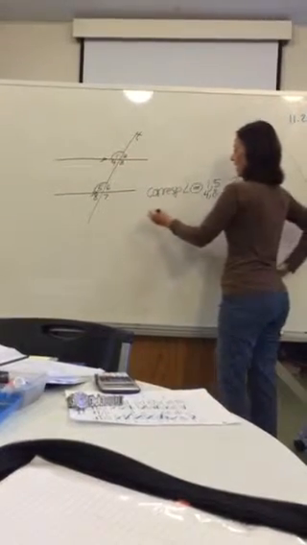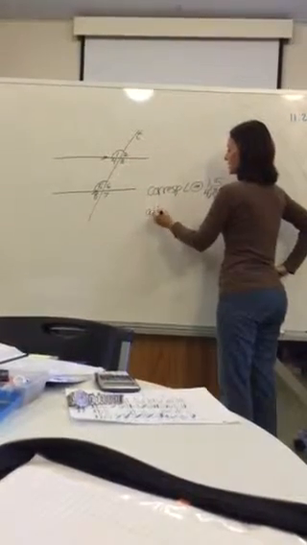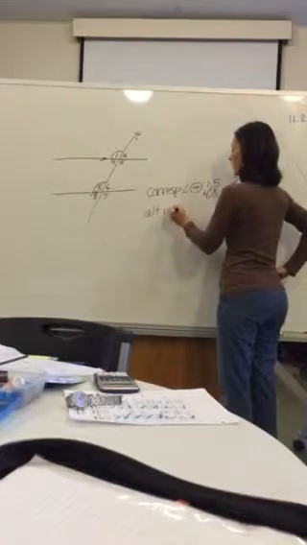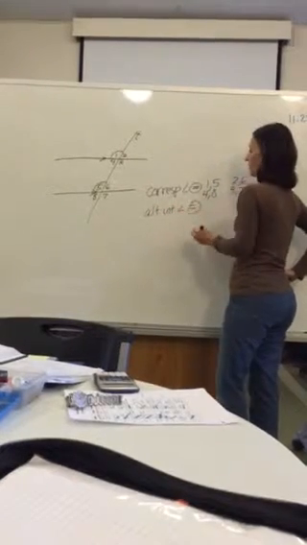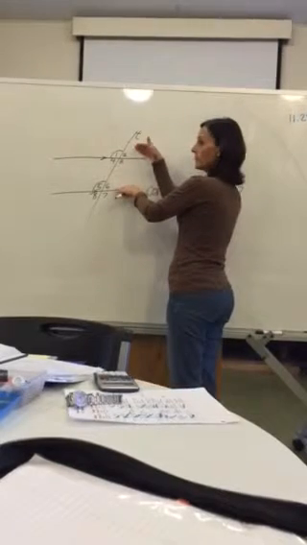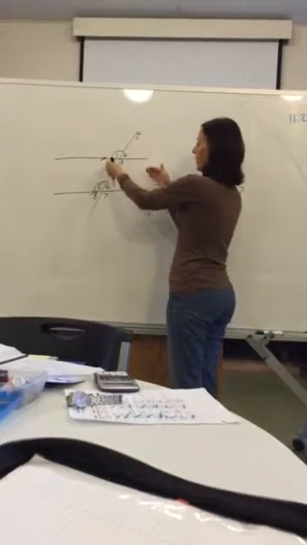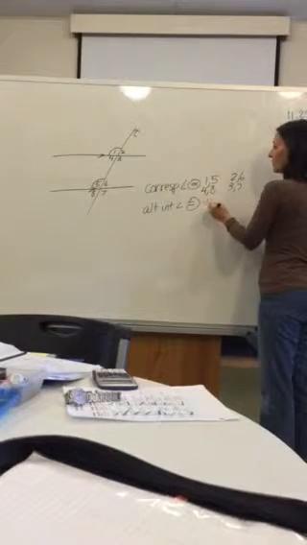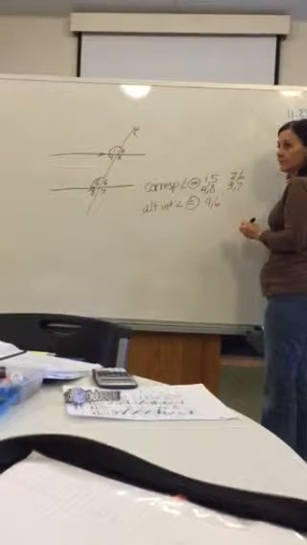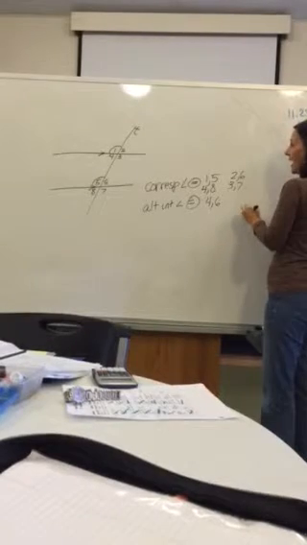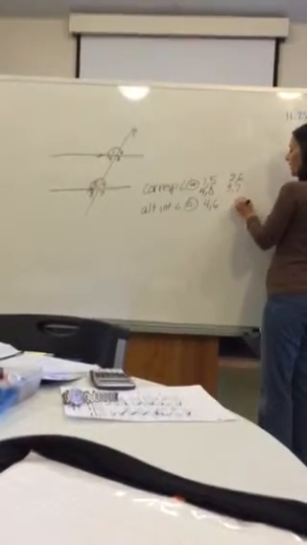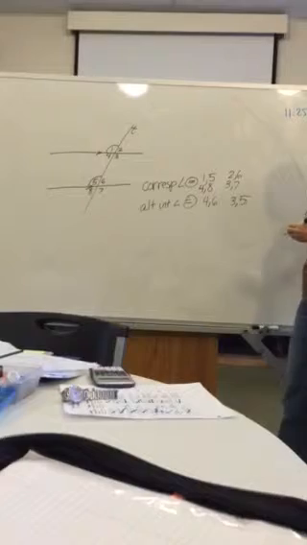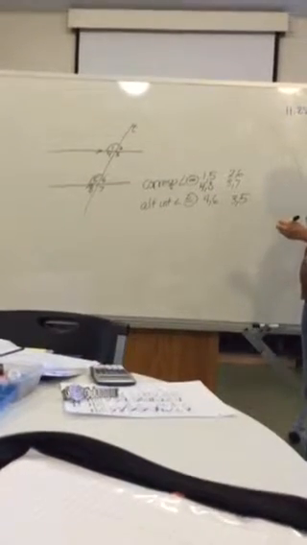Okay? Now, alternate interior angles are also equal. They're interior to the parallel lines, but on alternate sides. So 4 would equal 6, that's an alternate interior pair, and 3 would equal 5.